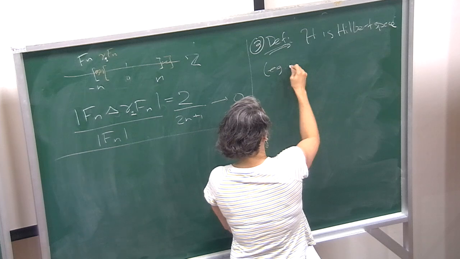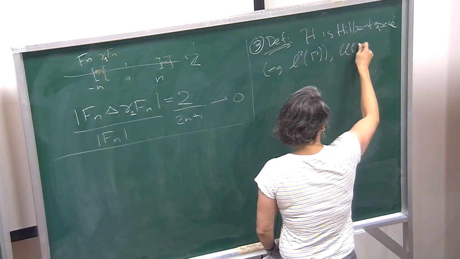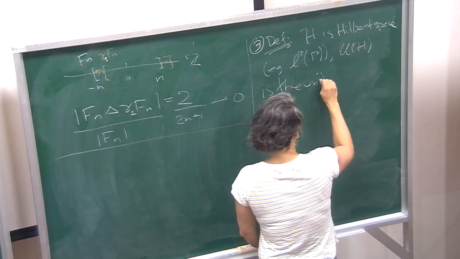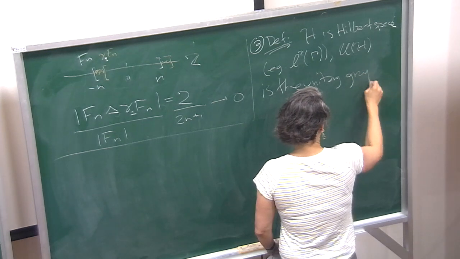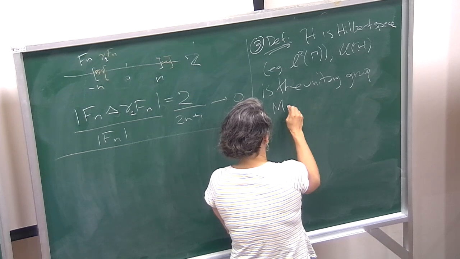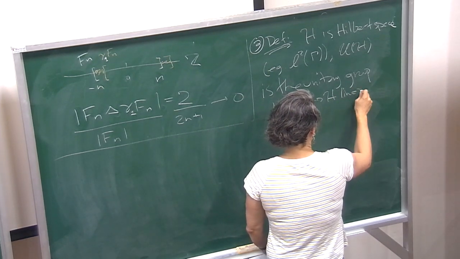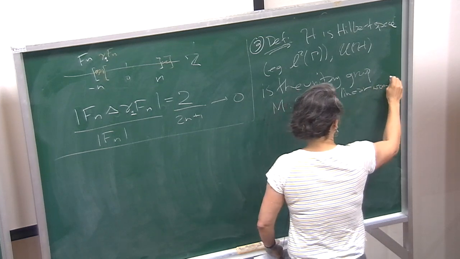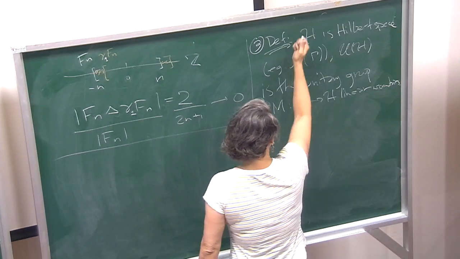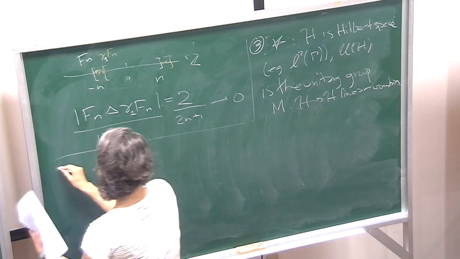Okay, e.g. L2 of gamma. And U of H is the unitary group. It's the linear maps from H to H, linear isometries. So that's maybe the warm-up. And then the definition.